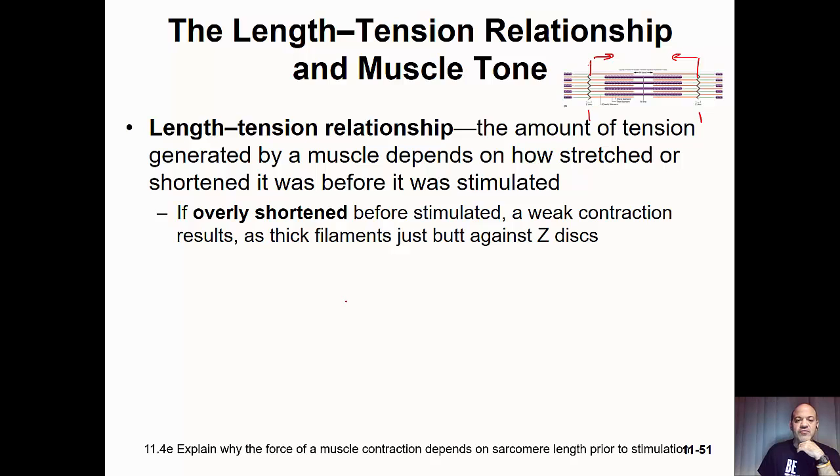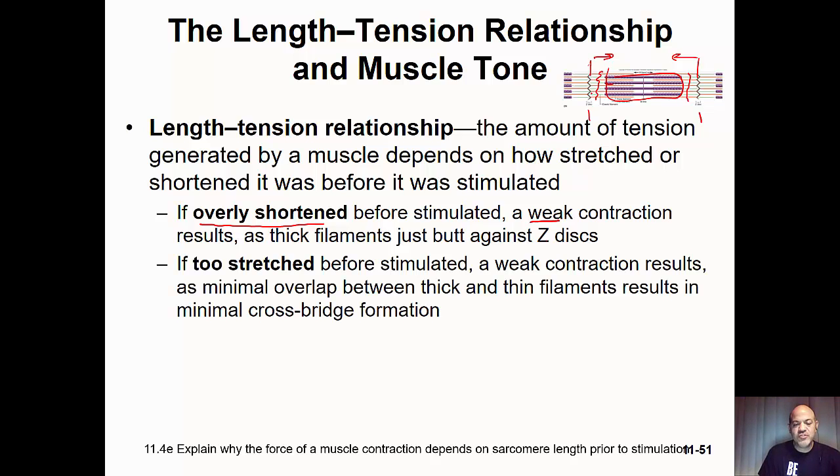The point here now is that if we start with the distance between the sarcomeres way too shortened, an overshortened distance, before we stimulate the muscle to contract, we're going to get a weak contraction. The reason is that the thick filaments are going to butt up against the Z disc. Imagine if these Z discs were closer right here, and then we start our contraction. The thin filaments get pulled inward by the myosin heads during the power stroke, and the Z discs are going to just bump into those thick filaments, so they can't move very far.